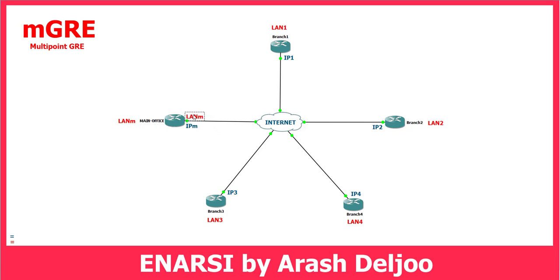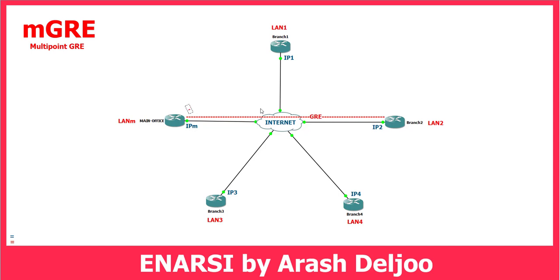Assume that this is our first GRE tunnel between, for example, the main office router and the branch router. This is the first tunnel. Each branch at least has one tunnel with the headquarters. As you can see, let me add it here.